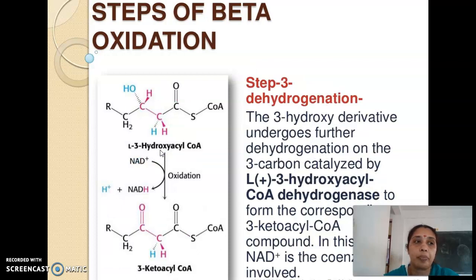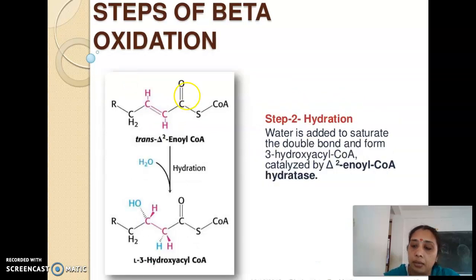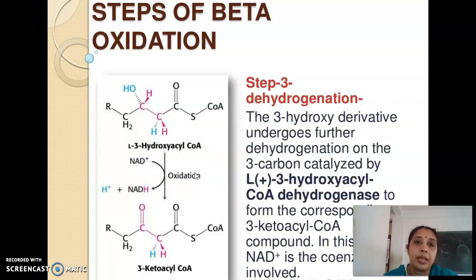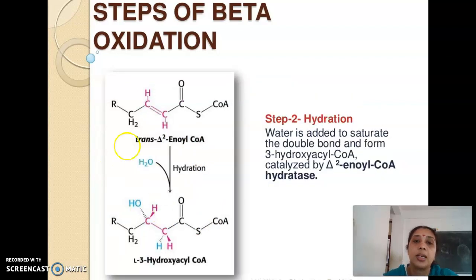Hydroxy acyl CoA, right? The reaction is by the hydratase enzyme. The compound beta hydroxy acyl CoA is also known as crotonyl CoA, right? The hydratase enzyme is also known as crotonase enzyme. Clear? So crotonase enzyme converts the trans-enoyl CoA to hydroxyacyl CoA.